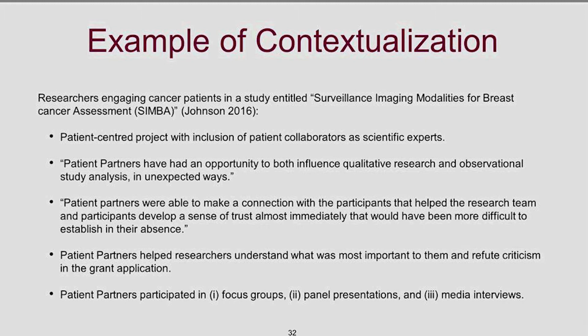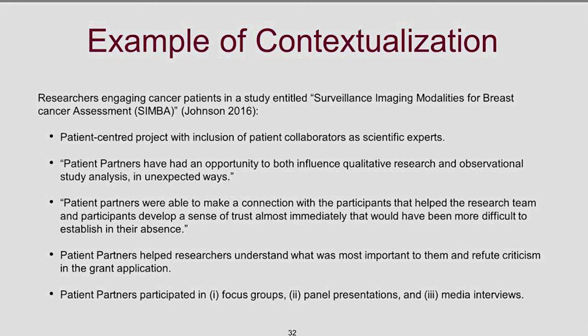And one of the things they found is that, first of all, bringing these patients in made it much easier to connect with other patients who were going to actually be the participants from whom they were going to be collecting data. It also changed their view as to what some of the important things in research were, because the patients were giving a point of view that was not coming from a scientific context, right? And they were able to refute some of the criticism they received in the grant application.